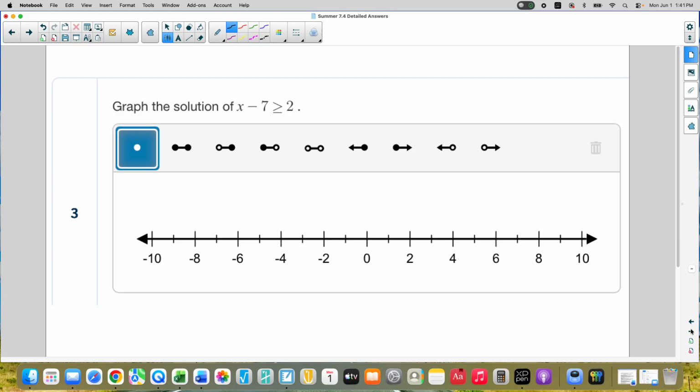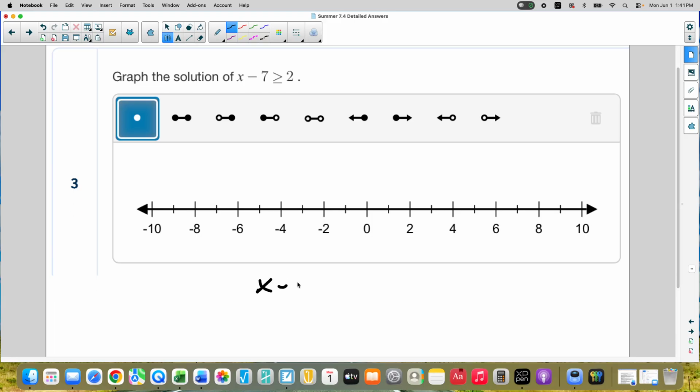Now we want to graph this solution. First of all, we have to solve. We have to isolate this inequality. What's happening to my variable? 7 is being subtracted. The inverse of subtracting 7 is adding 7. We balance the equation. X is greater than or equal to 9.